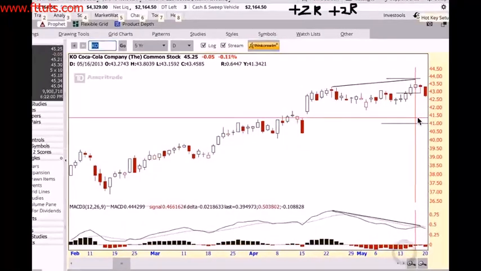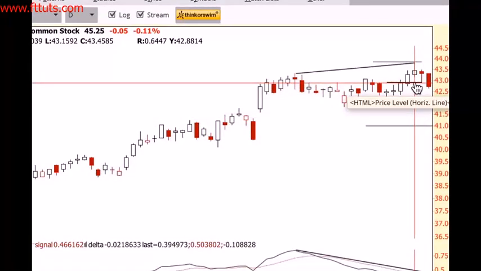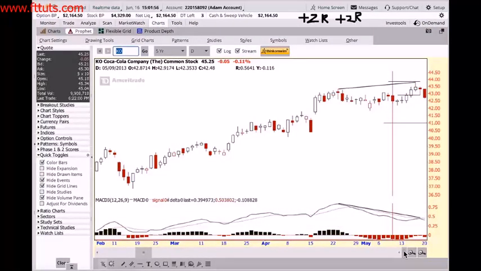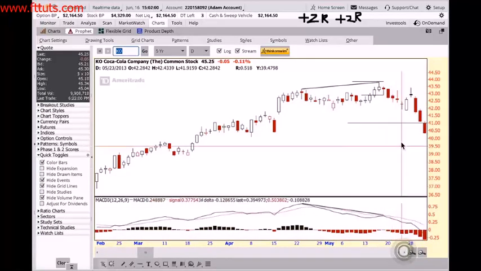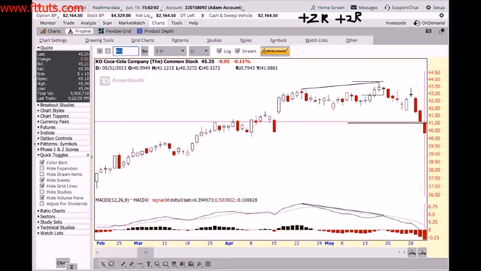Boom. It goes down as I anticipate, triggers my sell order, my sell stop limit order, and let's see if it goes all the way down. Yes, that's right. Okay, here's my profit target. Boom, I'm in it for another 2R in profit.